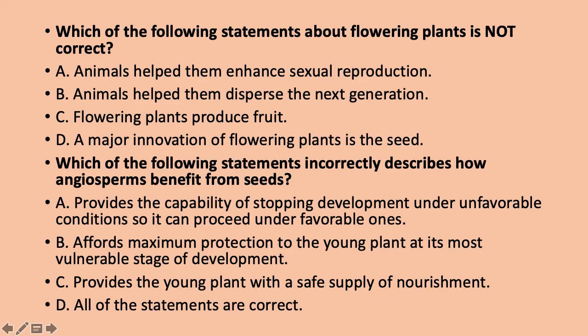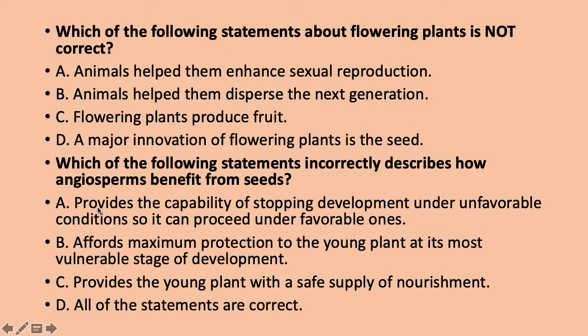Which of the following statements about flowering plants is not correct? Animals help them enhance sexual reproduction. Okay, well that's kind of true. Animals can aid in pollination. Animals help them disperse the next generation. That's also true. Flowering plants produce fruit. That's true. A major innovation of flower plants is the seed. Well, angiosperms produce seeds, but there's another group of plants that produce seeds as well, and that is the gymnosperms. So it is D. Which of the following statements incorrectly describes how angiosperms benefit from seeds?